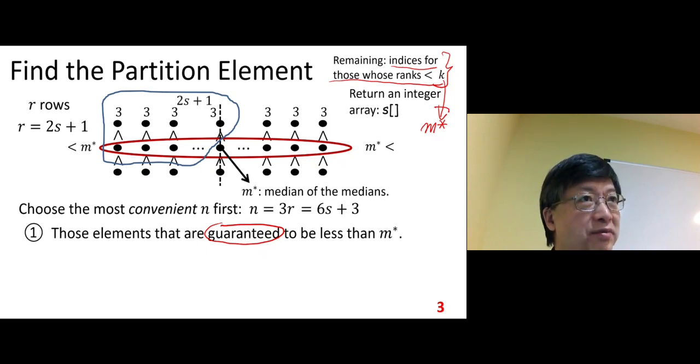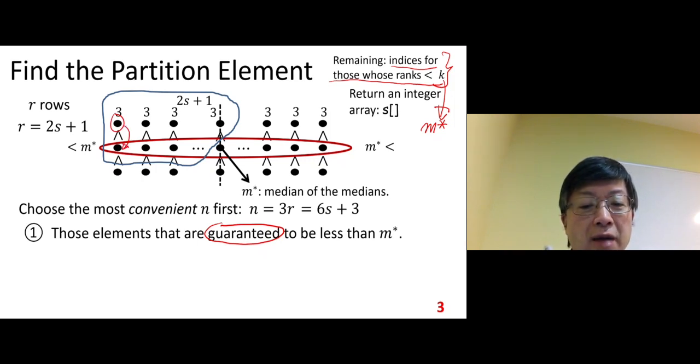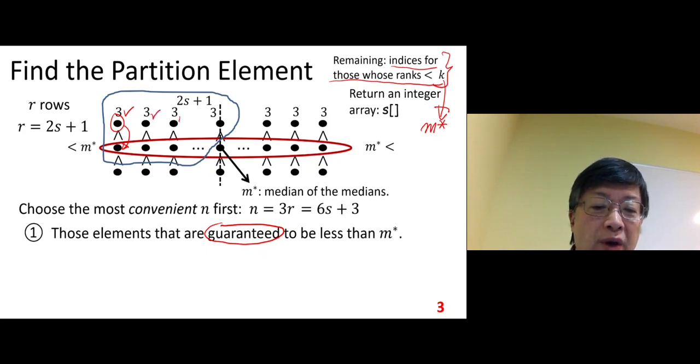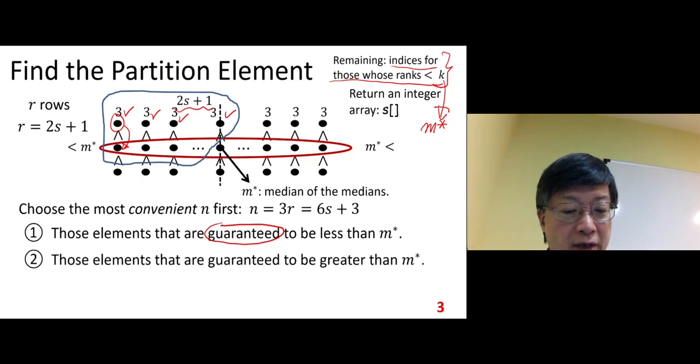Let me convince you. Why are they guaranteed? For example, this element is less than its own median, right? But we also know its own median is less than M star. By the transitivity property, this one is less than M star. Similarly, for each one, we can use that transitivity property, so we get that it is less than M star. How many elements are in that circled block? 2s plus 1.